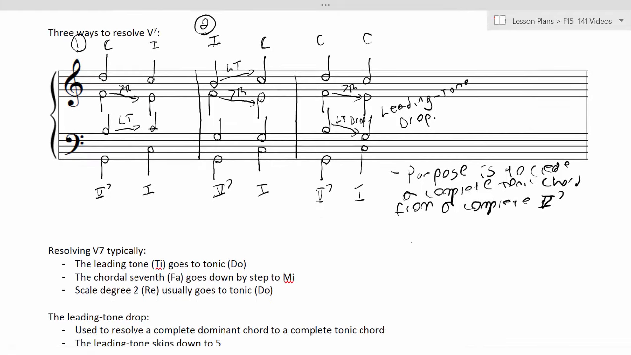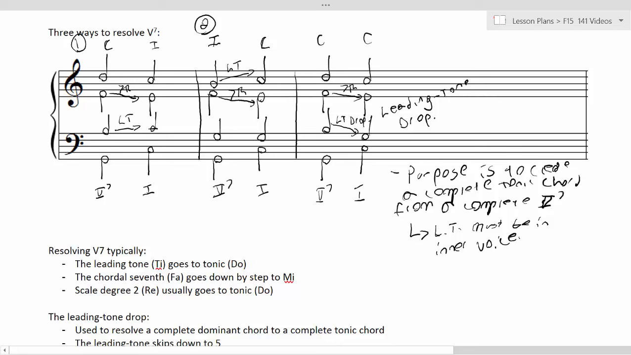Now there's one other condition that has to be present in order for us to use the leading tone drop, and that is that the leading tone must be in an inner voice. The reason for that is we don't want to draw attention to the fact that we're not resolving the leading tone properly. And if you put it in the soprano, then you're going to hear that you're not resolving the leading tone properly, and it's going to be apparent, right? You're emphasizing the fact that you're not resolving the leading tone properly. And I'll play an example of that in just a second.